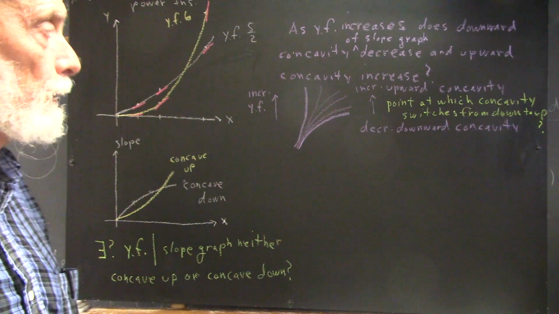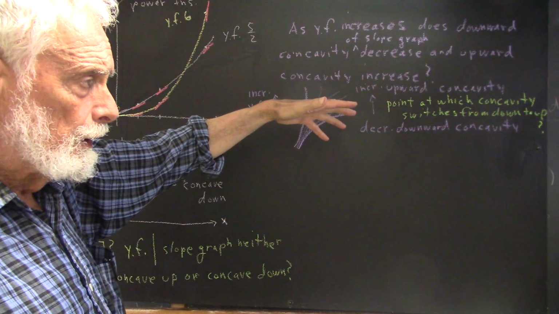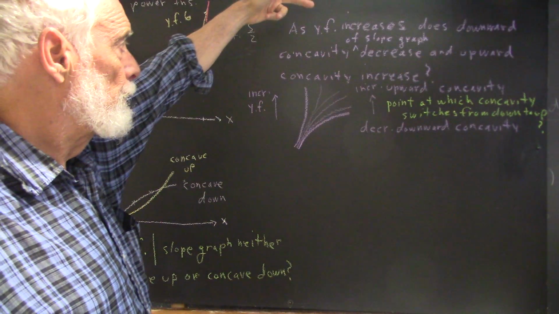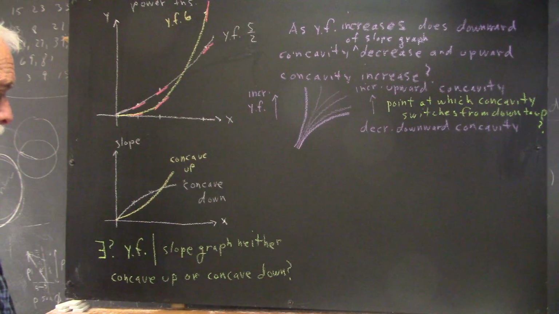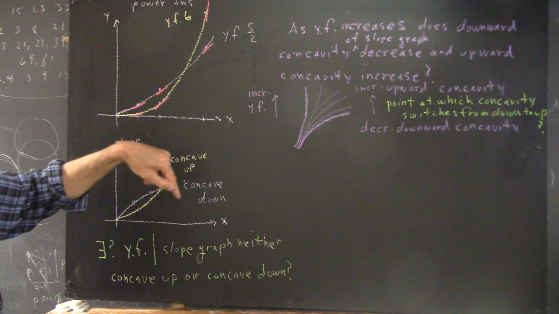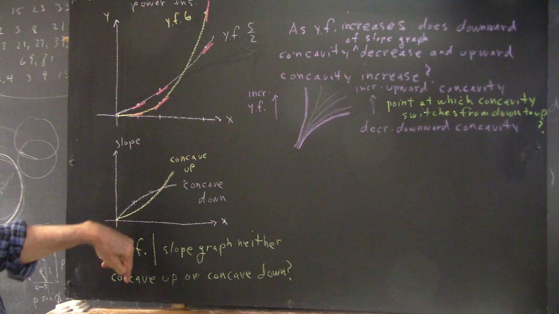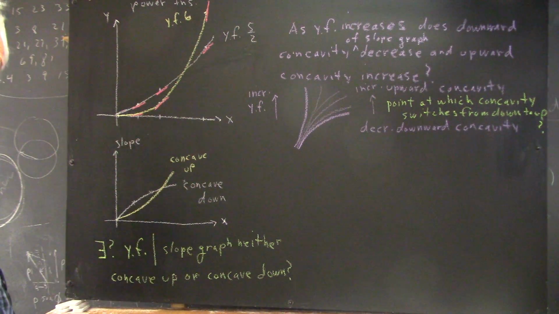Okay. So if a slope graph is downward concave, does it become less downward concave if you increase the y-factor of the original graph? So, does there exist a y-factor of the original graph with a property that the slope graph is neither concave up nor concave down? Is there a transition point? And if so, at what y-factor?